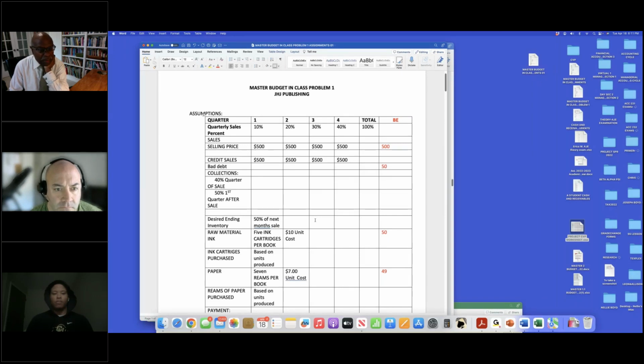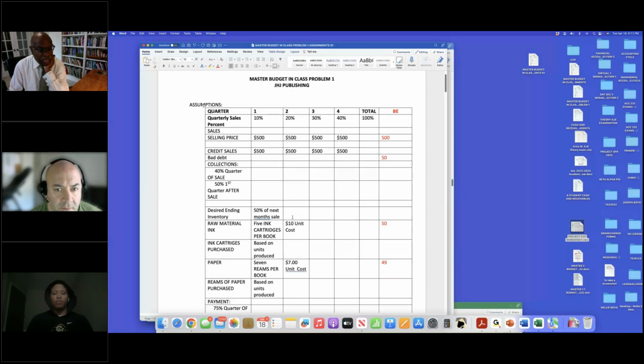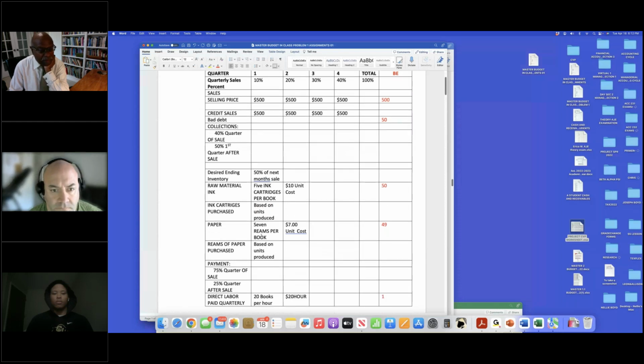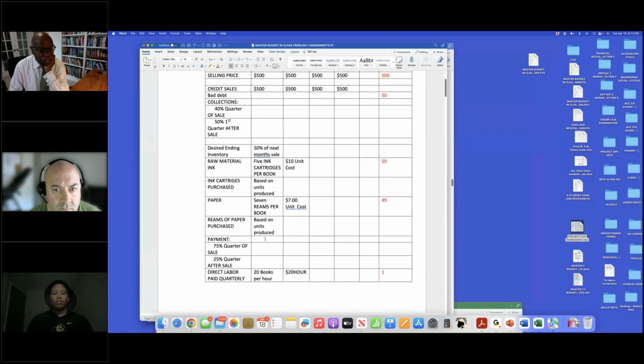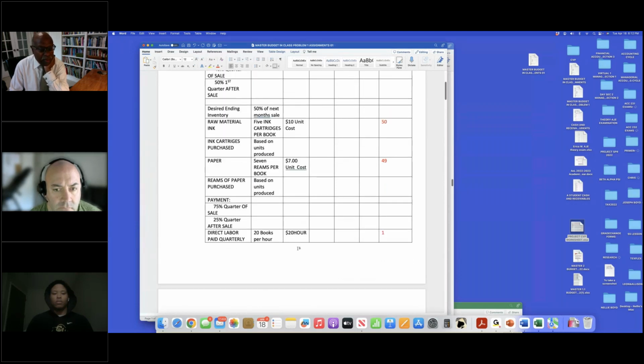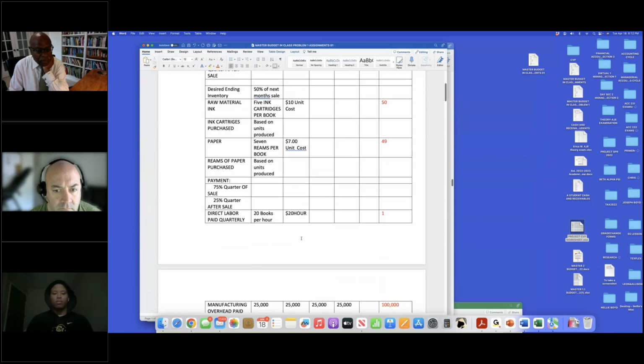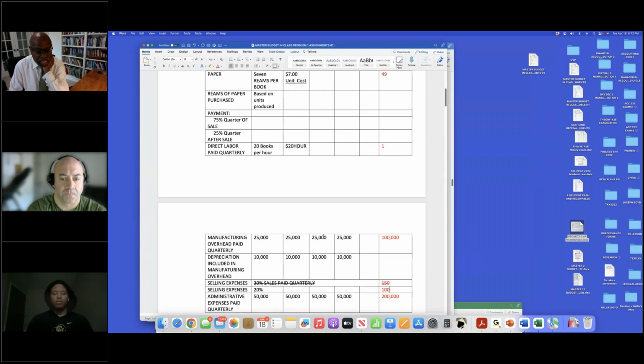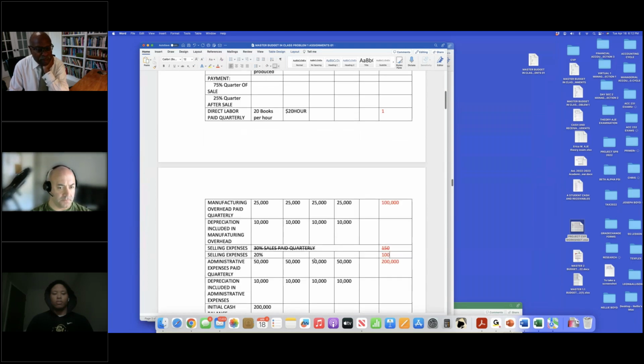Our desired ending inventory, 50%. The ink is 5 ink cartridges at 10. Paper, 7 reams at 7. This is how we pay for it. Direct labor, 20 books per hour, $20 an hour. Here's our overhead, and there's depreciation in it, which is not a cash outlay. I want to change the selling expense to 20%, so that'll be what we typically will be working with, and that'll just make this problem work a little bit easier. Administrative expense.